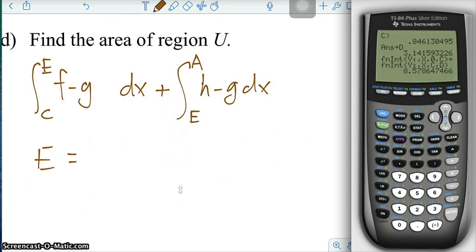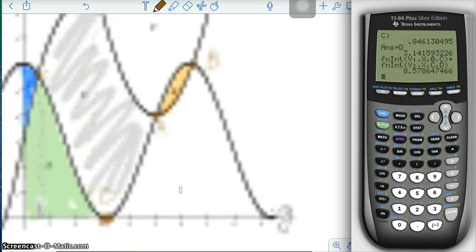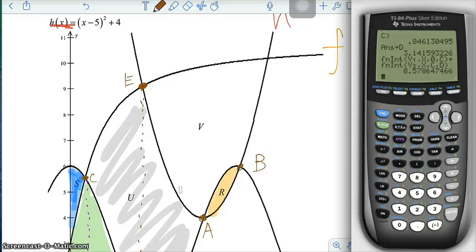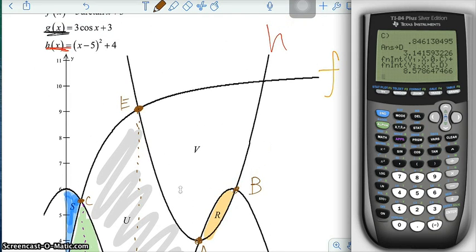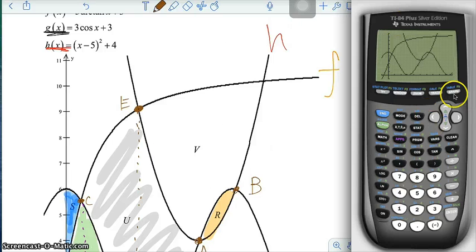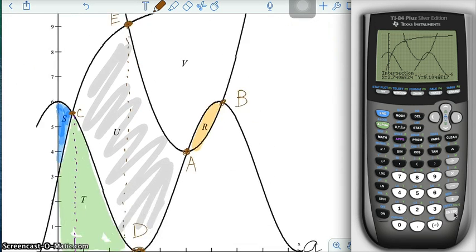Okay, so let's go ahead and find E. Let's go back to the graph so we know exactly where E is. Well, E is the intersection between F and H. So calculate intersect number 5 between F and H. H is the third one, this one. Then we push our button close to that point and push enter. And we found out our E value is at 2.7 something.